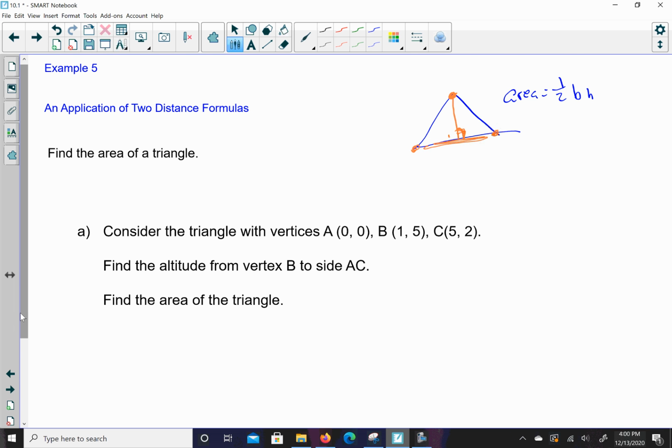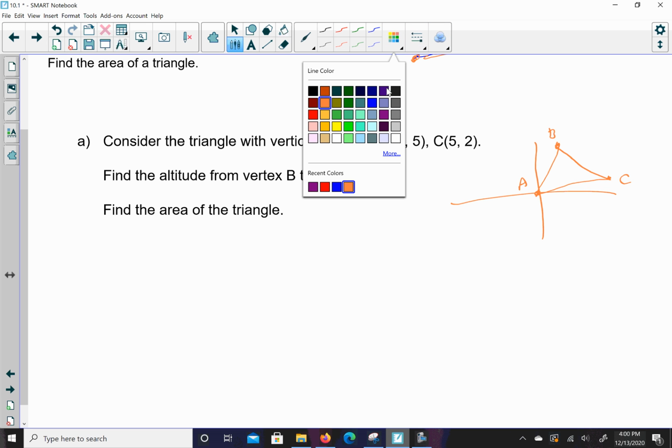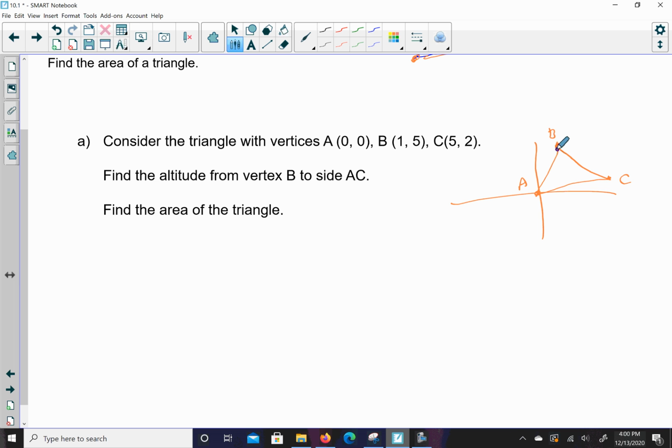I like sketching it out so I have a visual of what I'm doing. So, rough sketch. A is 0, 0. B is 1, 5. This is A. This is B. C is 5, 2. So I'm going to have something that looks like this as my triangle. The first thing it tells me is to find the altitude from vertex B to side AC. You can find any altitude from any vertex, but they're telling us specifically to go from B to AC. Remember, it's going to form that right angle, so that's going to be the height of my triangle.